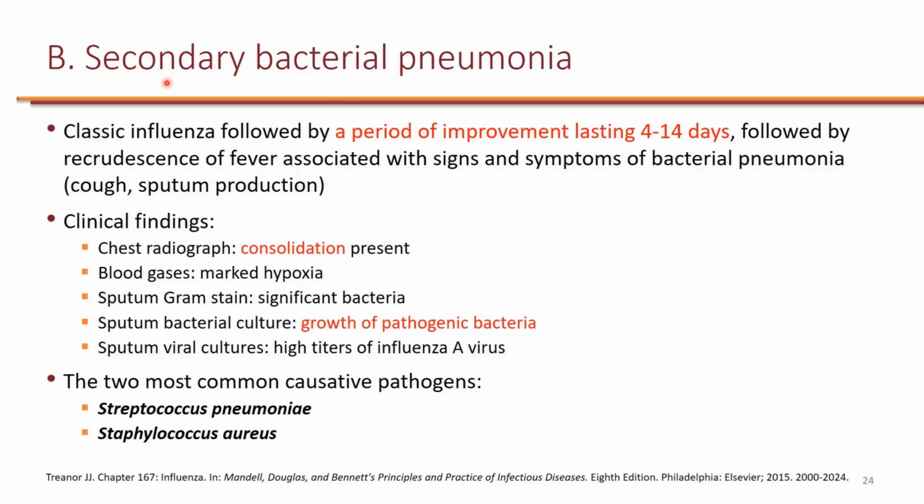And the reason we call it secondary is because this is secondary to the actual primary infection, which was influenza. So influenza is the primary infection, and then the bacteria will be secondary to the influenza. So this time, because bacteria are involved, on the chest x-ray, you will see consolidation. And of course, it's pneumonia, so you will have marked hypoxia. And this time, on sputum culture, you will start to see growth of bacteria. Now, of course, not every patient will grow bacteria on the culture, but if you do see bacteria growing, that confirms bacterial pneumonia.